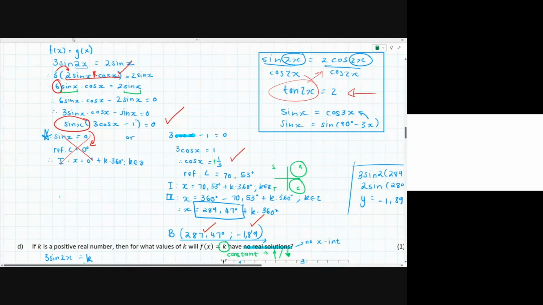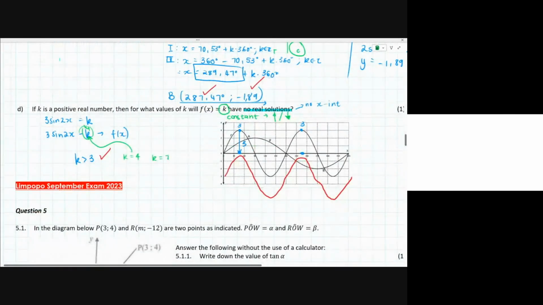Pleasure. Right. I'm just going to go back a bit. Here, in case you want to still screenshot. And then I'm going to move to question 5, the next paper.